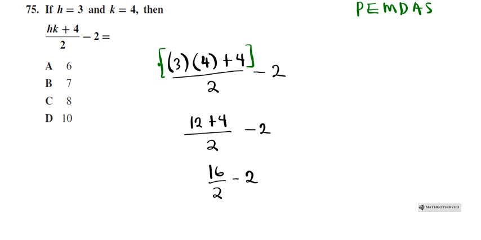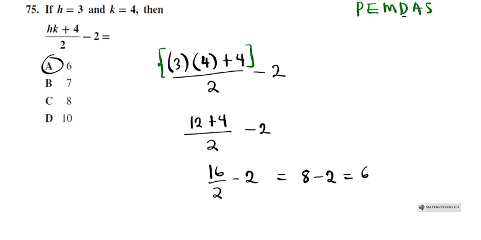minus 2. Alright, so what do we do? How do we do this? We need to divide first before we add or subtract. So 16 divided by 2 is 8. 8 minus 2 is 6. So the answer to number 75 is A.